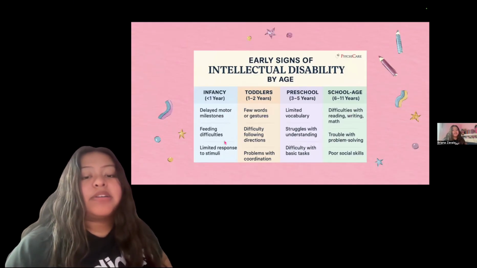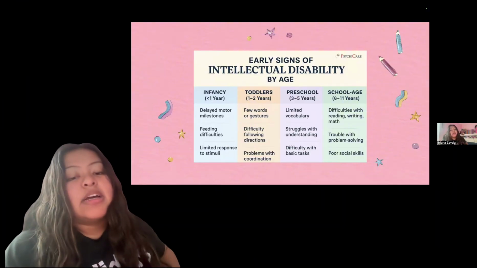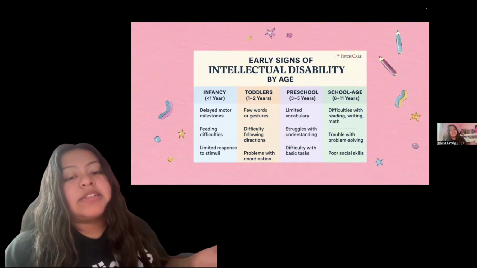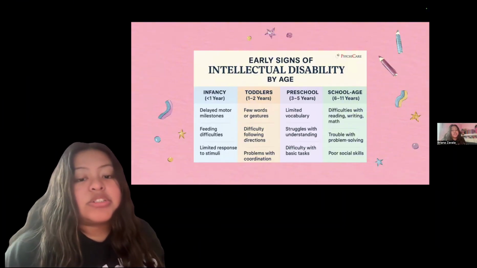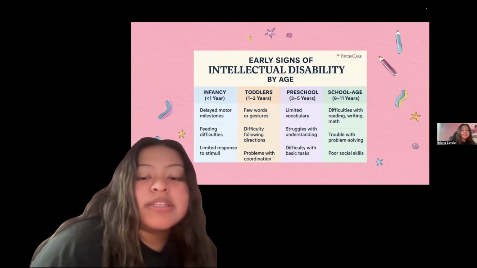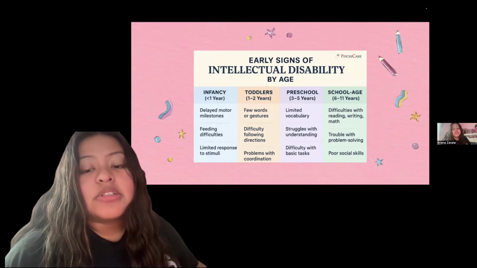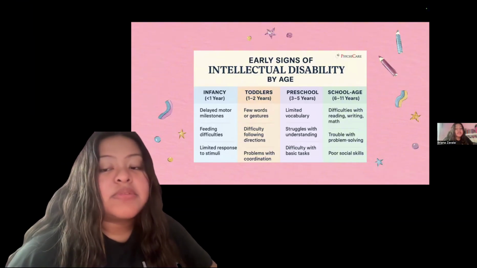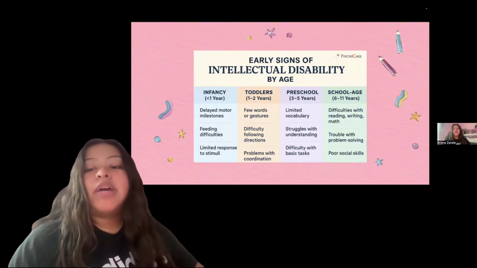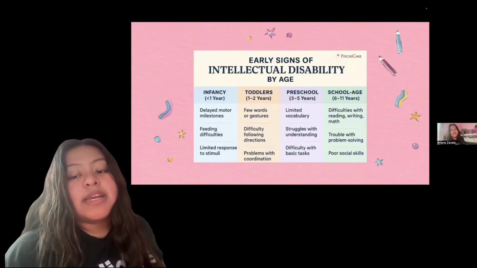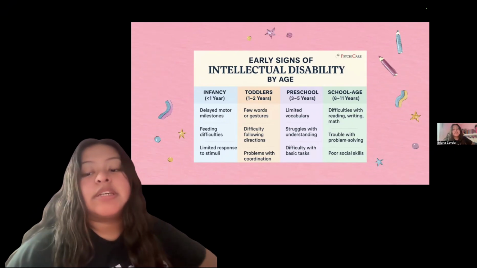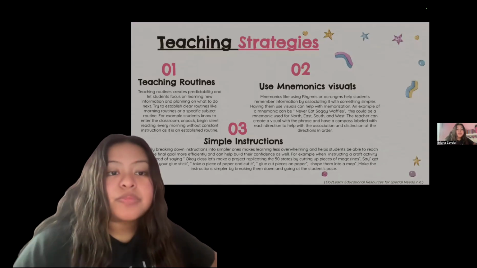We have delayed motor milestones or feeding difficulties, limited response to stimuli. Toddlers: few words or gestures, difficulty following directions, problems with coordination. Preschool: limited vocabulary, struggling with understanding, difficulty with basic tasks. And in school age, difficulties with reading, writing, math, or trouble with problem solving, and poor social skills.